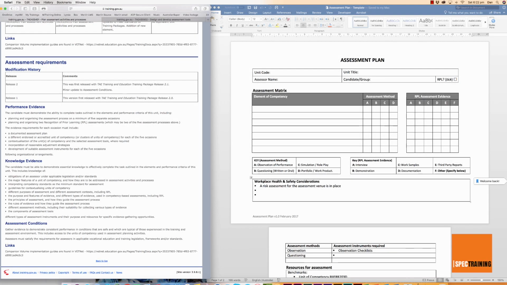Okay, and welcome. We're going to do a little run through of how to complete an assessment plan. This forms part of your evidence for the TAEASS 402, 401, and also can be used for creating assessment tools later. So we use the plan when we're referring to a plan in the TAEASS502 unit as well. So let's, without any hesitation, get started.